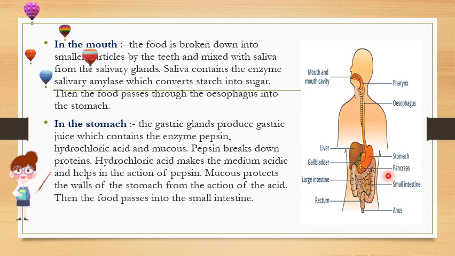Once we consume complex food, it gets converted into smaller pieces first by crushing by the teeth. Later, the salivary glands present in the mouth produce an enzyme, salivary amylase. It will convert starch into sugar. Very important, please understand properly. Saliva contains the enzyme salivary amylase which converts starch into sugar. So salivary amylase breaks down starch, a complex molecule, into sugar.